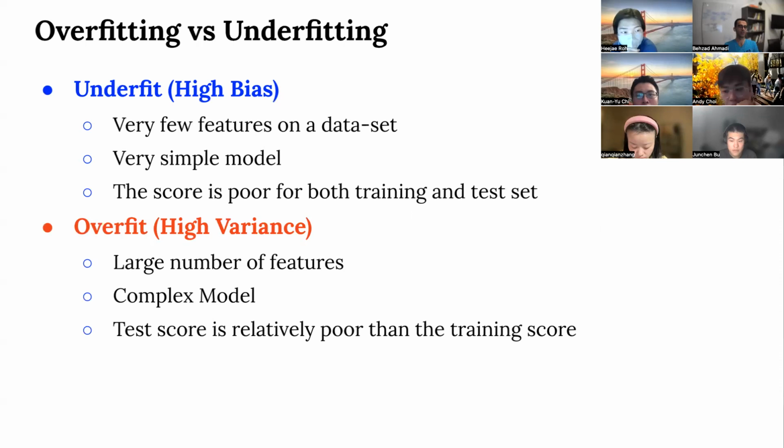This is a very generic slide. It's not just for decision trees. It's applicable to every machine learning algorithm. The more features you have, or the more complex a model you choose, the more you're going to overfit. The result is your test score is going to be much poorer than your training score. The fewer features you have, the simpler the model, you'll get underfit or high bias. The score would be poor for both train and test.